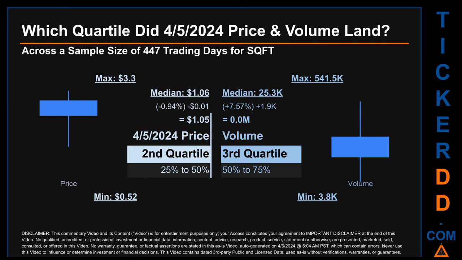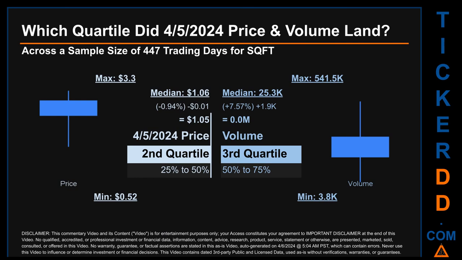Which quartile did the 5th of April 2024 price and volume land? Across a sample size of 447 trading days, the maximum end-of-day price for SQFT was $3.30 while the minimum was 52 cents. Within that price range, the 5th of April 2024 price, of $1.05, landed within the second quartile, putting it within the 25% to 50% range of all sampled end-of-day prices. The day's volume landed within the third quartile, that is within the 50% to 75% range of all sampled daily volume, which saw a max daily volume of 541.5 thousand and a minimum of 3.8 thousand.